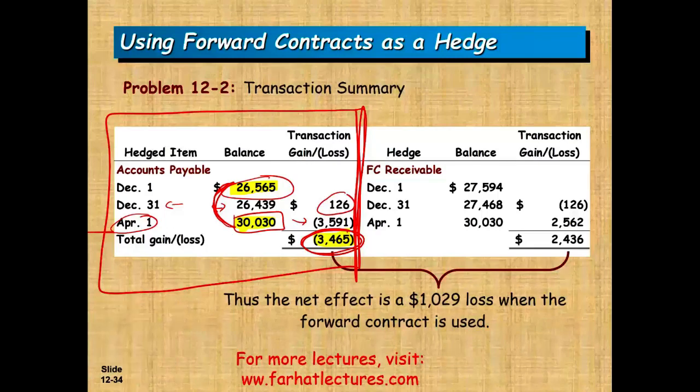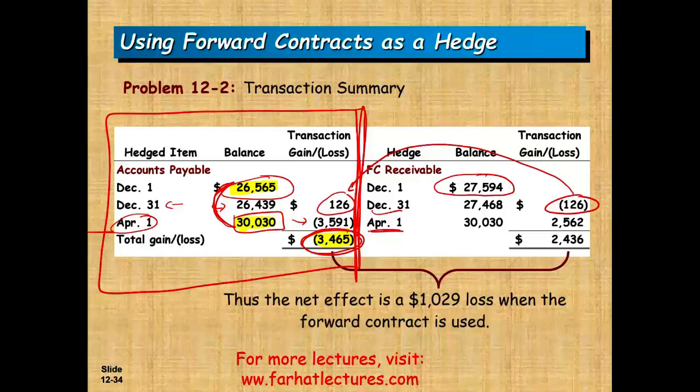Now, this is the value of the hedge. I entered into this contract and I said, I am going to pay $27,594, and I bought a forward contract. And that forward contract goes up and goes down in value. On December 31st, the forward contract moved against me. It moved exactly against me the amount that the payable moved in favor, okay? So basically, the gain that I had on the payable was canceled by a loss. Well, that's not good, but hey, I chose that route because I want to protect my position. I don't know what's going to happen on April 1st.